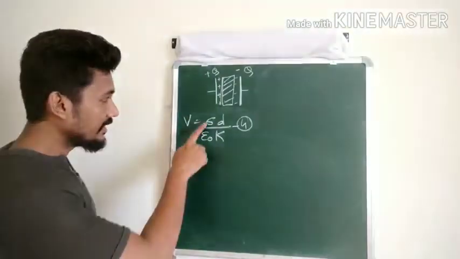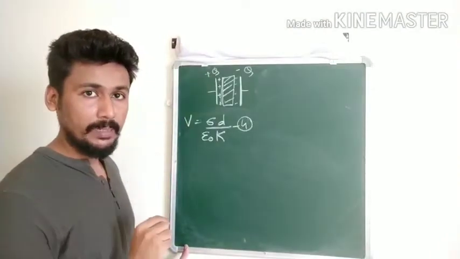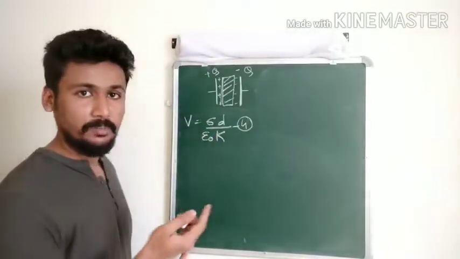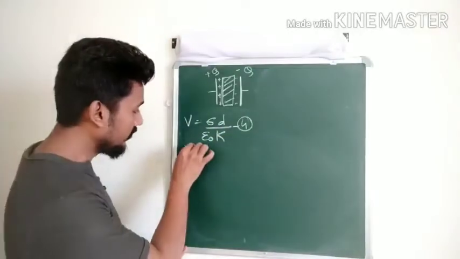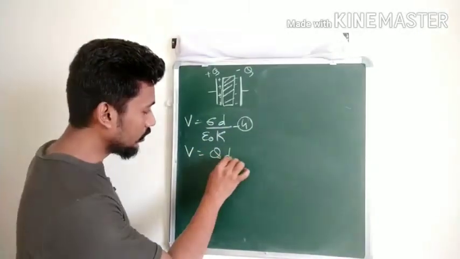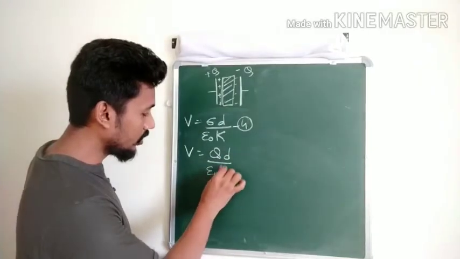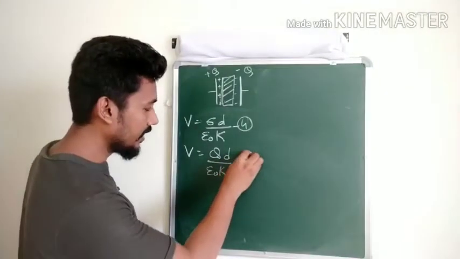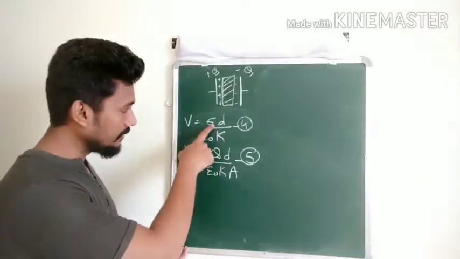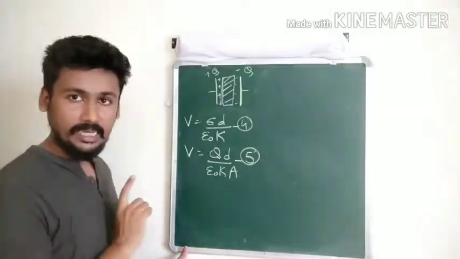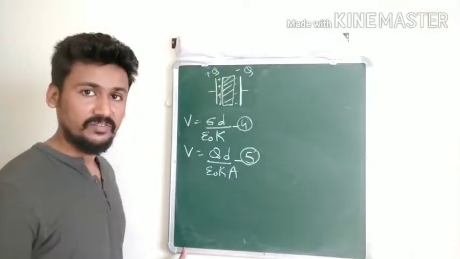We can write sigma as Q upon A. Why Q upon A? That is the formula for sigma, charge per unit area. So I can write equation 4 as V is equal to Q into D upon epsilon naught K into A, and call this equation number 5. Okay, how we got this? In place of sigma you have written Q by A, and that becomes our equation 5.